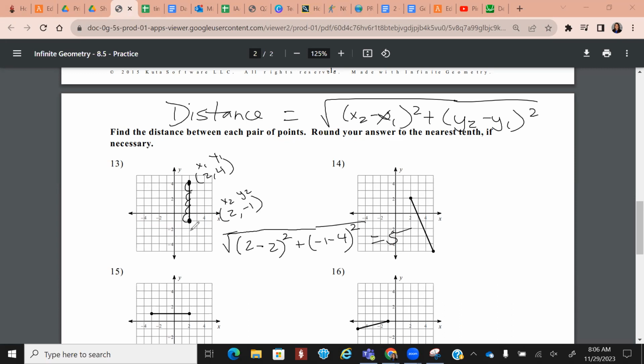I think the midpoint formula is on your formula sheet. I'll give it to you for your mastery check, but I don't know about the EOC. I got to look that up. Okay, can you try number 14?